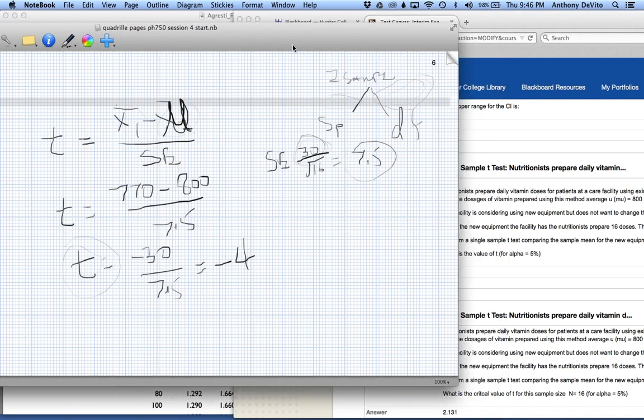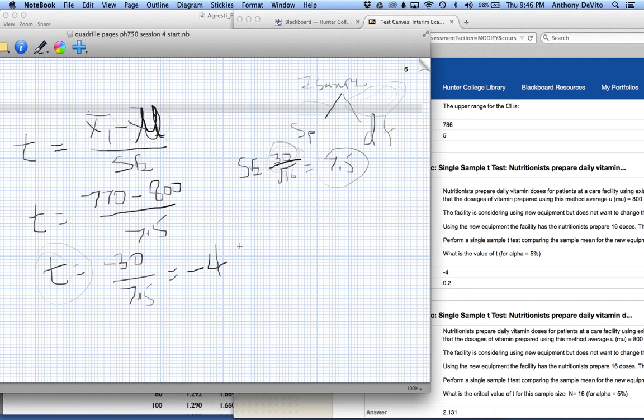Well, if I look at my t-table for a sample size of 16, 15 degrees of freedom, I know that my critical value for t critical is 2.131. Since my t value, it doesn't matter if it's positive or negative. Negative just means it's 4 standard errors to the left rather than 4 standard errors to the right. So it doesn't matter if you figure it to be minus 4 or plus 4. It's the same result. Our critical value is 2.131.